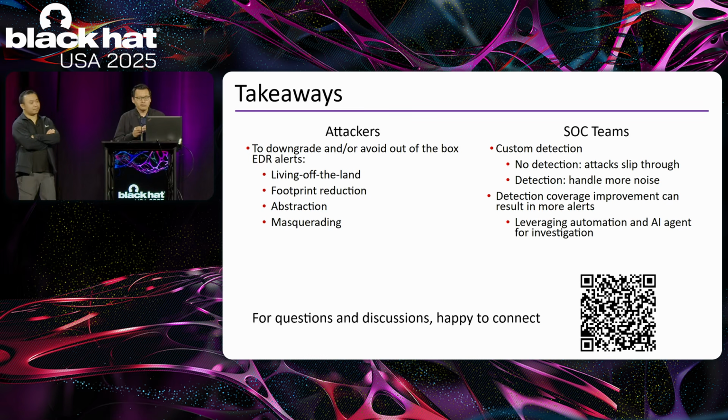The second one is footprint reduction. For a particular sequence of actions, the attacker can chop these actions into very small chunks and execute them one at a time in order to reduce the footprint. The next principle is abstraction. Attackers can leverage higher-level languages to rewrite the same TTP such that they can downgrade or bypass file-related detections. And the last one is masquerading, involving mutating file names and file paths for important system utilities.